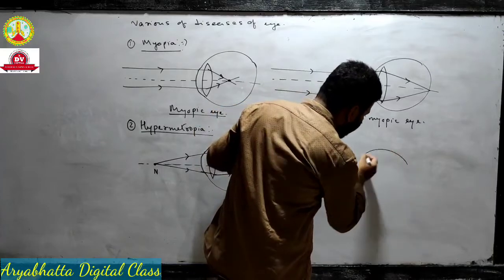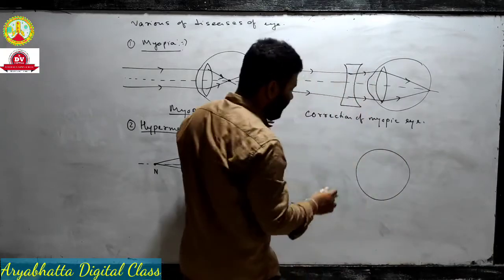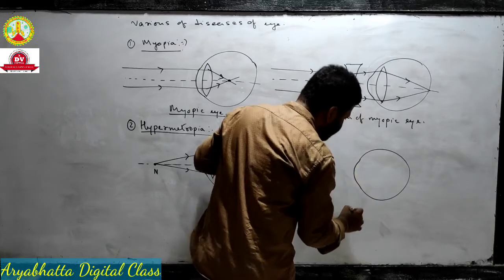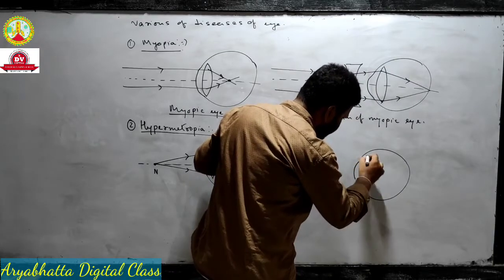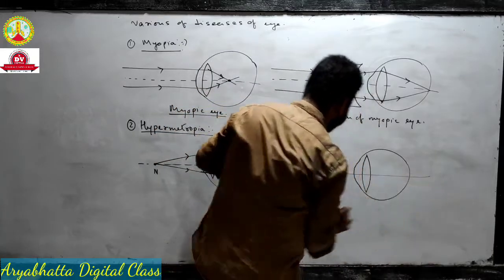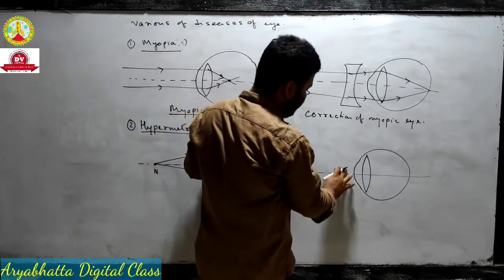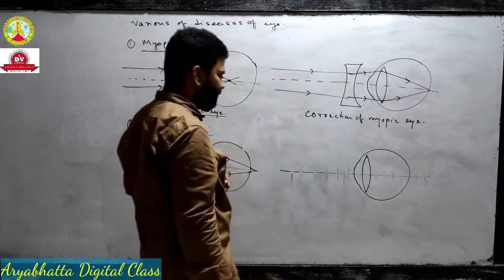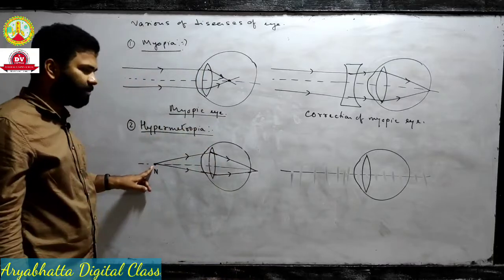So let us draw the eye again. This one is the eye, front portion, again it is a little bit bulgier. This is the lens here, the eye lens. The eye lens is convex in nature. Let us draw it. This one is the imaginary axis, a dotted line I will prefer. So the person is suffering from this problem.